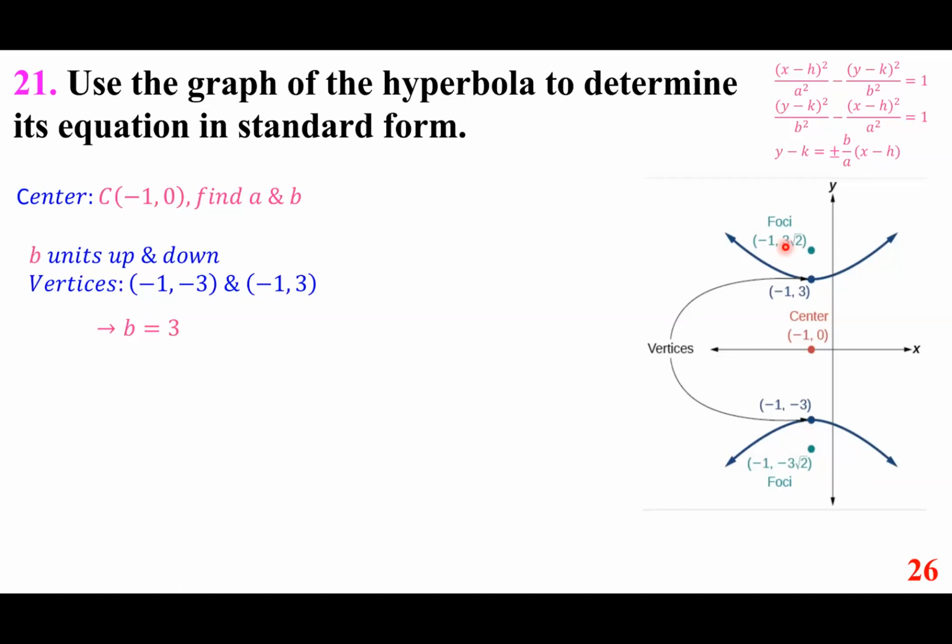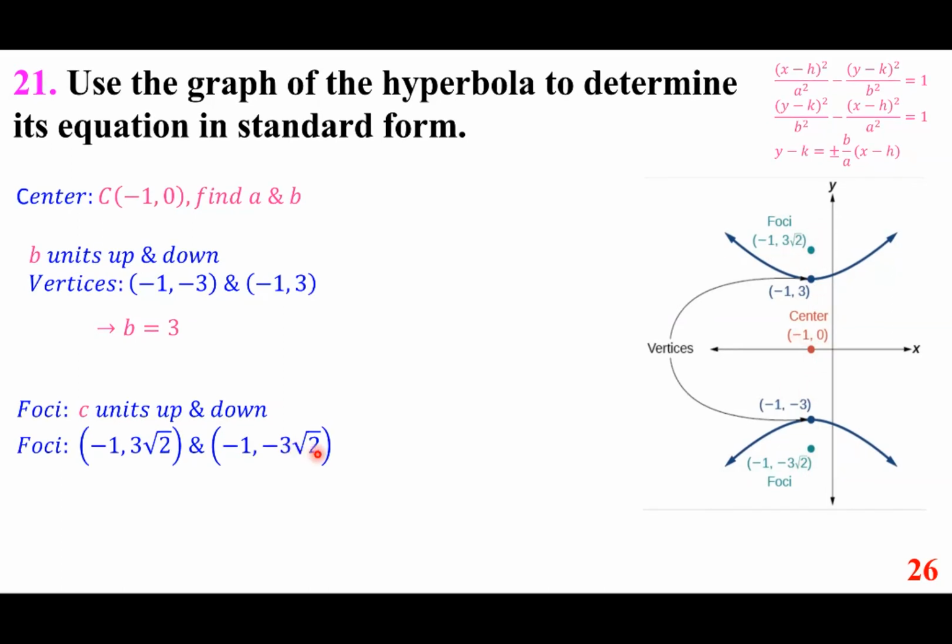Now the foci are located at (-1, 3√2) and the other one at (-1, -3√2). And this distance is c. The distance from the center to focus 1 and the distance from the center to focus 2 are identical, and that would be c. So c units up and down from the center give us these two points. We just go up by this much. So 3√2 must be the value of c.